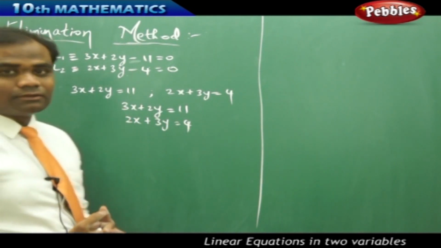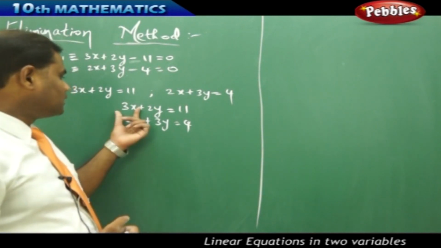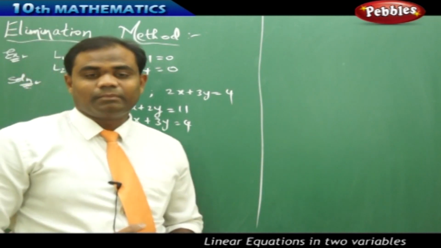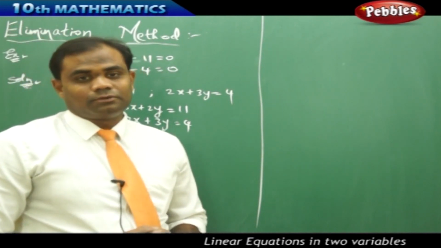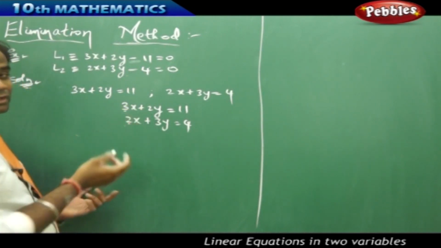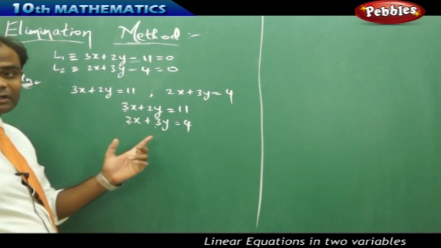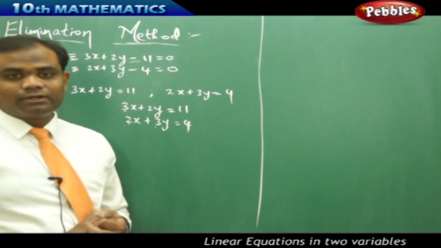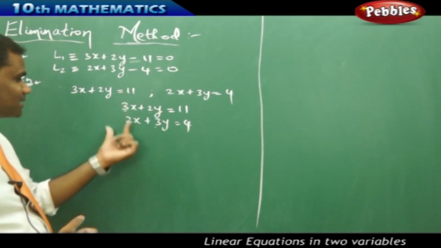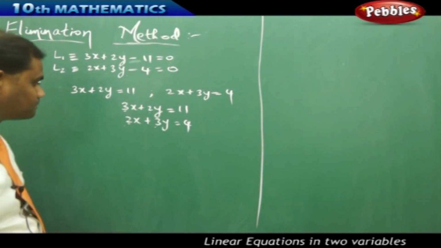Now as I see, the first rule, the most important rule in the elimination method is that the coefficients of either x or y must be made to be the same. Now as I see here, the coefficient of x is 3 and the coefficient of x is 2, which are not equal to each other. Similarly, the coefficient of y as 2 and the coefficient of y as 3 are also not equal. Therefore, our attempt is to make the coefficients equal of either x or y. The choice is with the student.